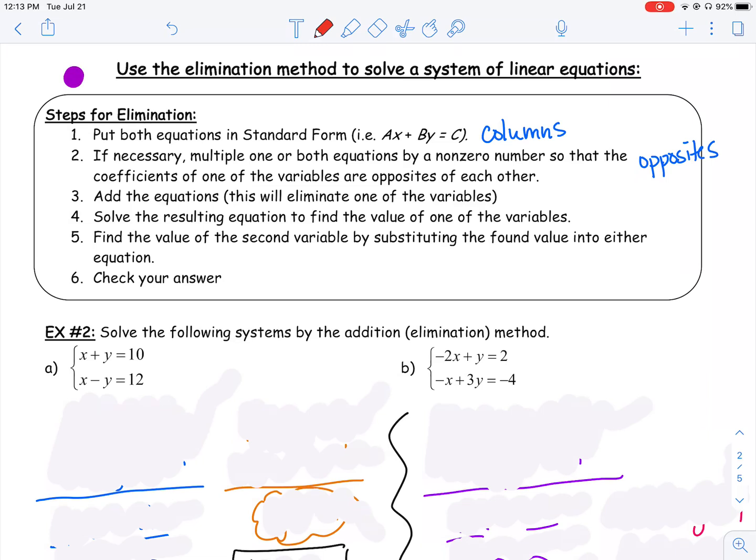All right, we've already solved a system of equations two different ways, by graphing and by substitution. Now let's talk about how to solve a system of equations using a method called elimination. There are a few steps for the elimination method.